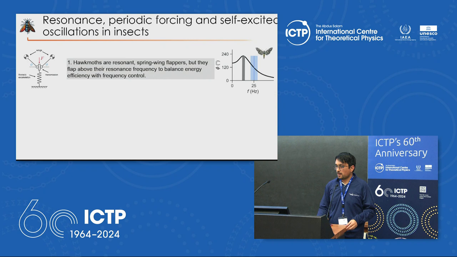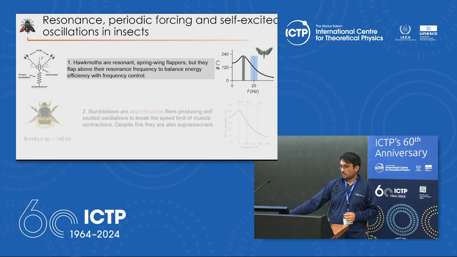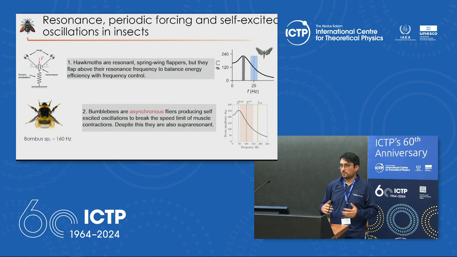demonstrating that hawk moths and their cousins are likely super resonant, and this might confer frequency modulation capacity to recover in aerial perturbation scenarios. And then also asynchronous insects, which have evolved a totally different specialized flight muscle type to flap very quickly, might also be super resonant. And this actually emerges from interactions between two timescales, a purely mechanical one and a muscle physiological one.